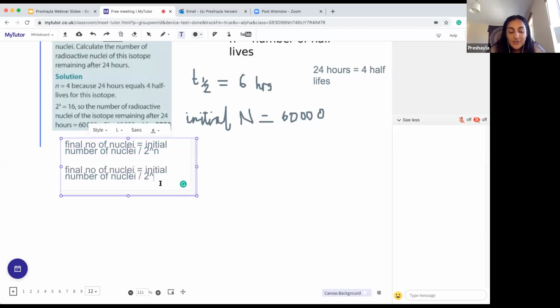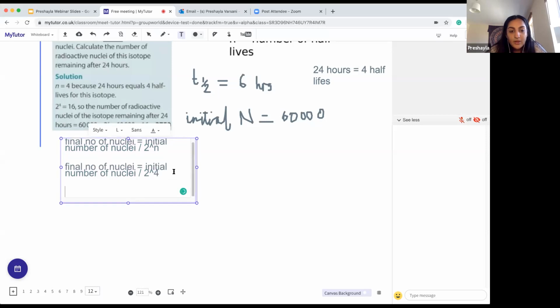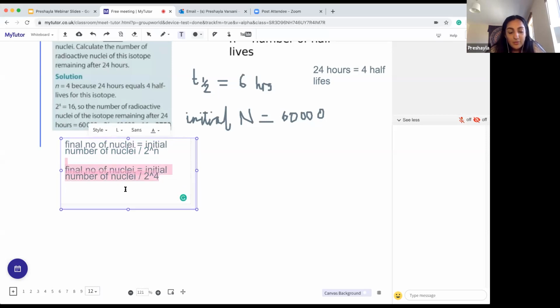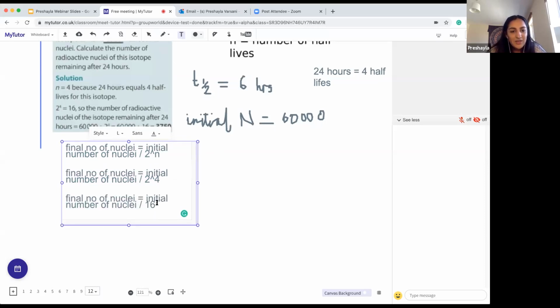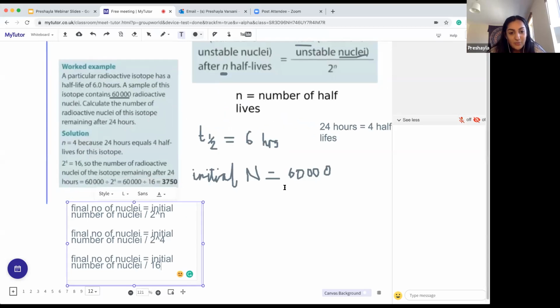So now we have 2 to the power of 4. And we know that 2 to the power of 4 is 16, and you can do this on your calculator. So we can replace 2 to the power of 4 with 16, and we don't have this ugly 2 to the n anymore.